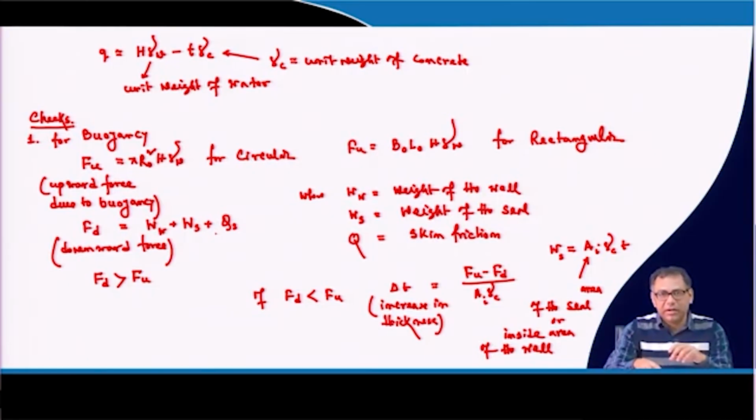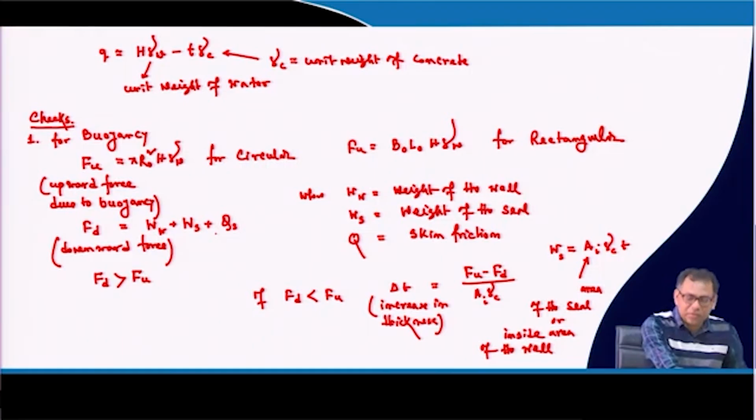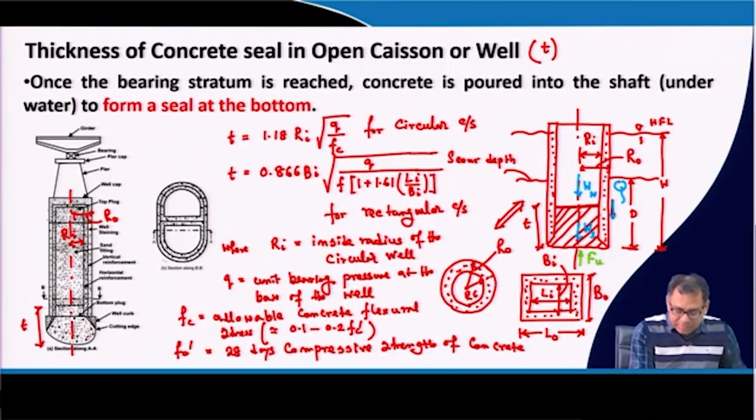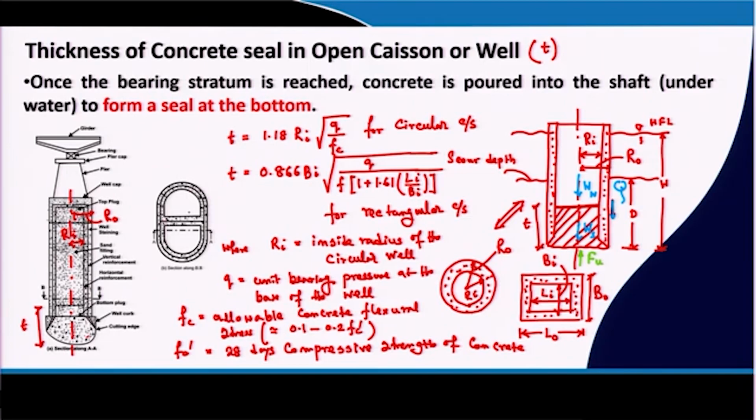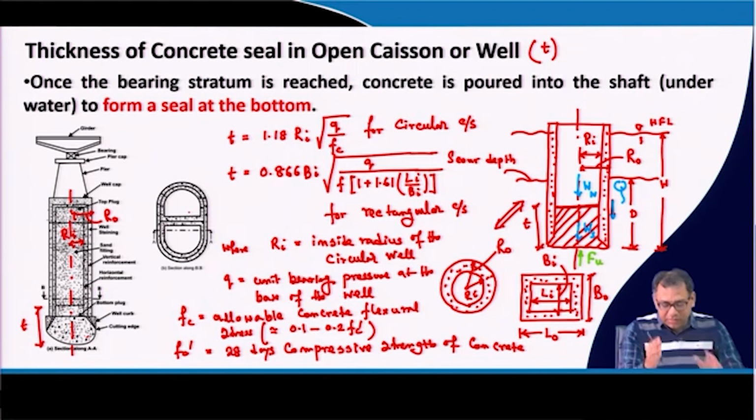Because sealing is done once it is reached at the base of the well, or at the hard strata or the bearing strata. Now, in addition to the seal, the well has a shaft. So, that shaft has its own weight, and we have to consider that weight. That weight is the weight of the well, because in that situation only that shaft is present.